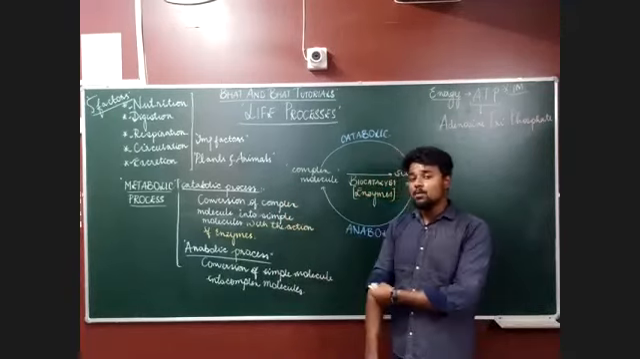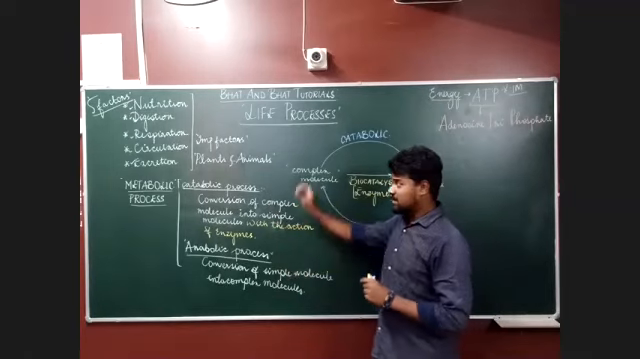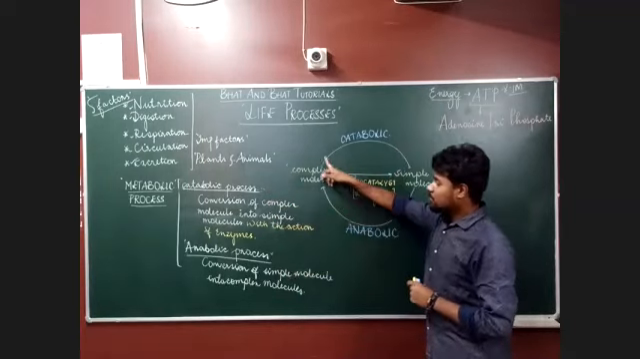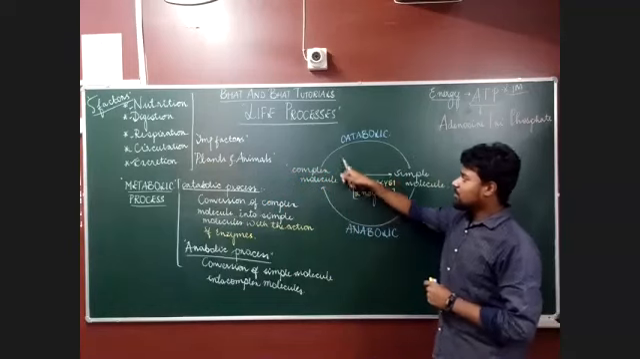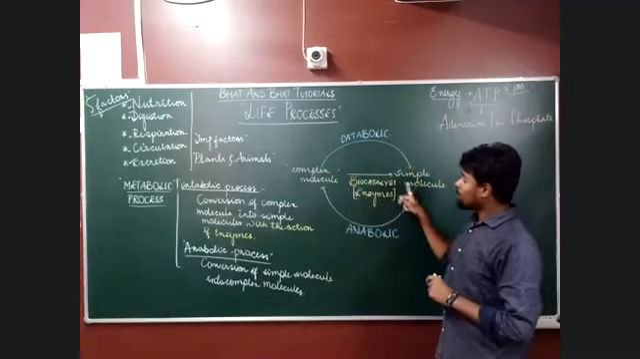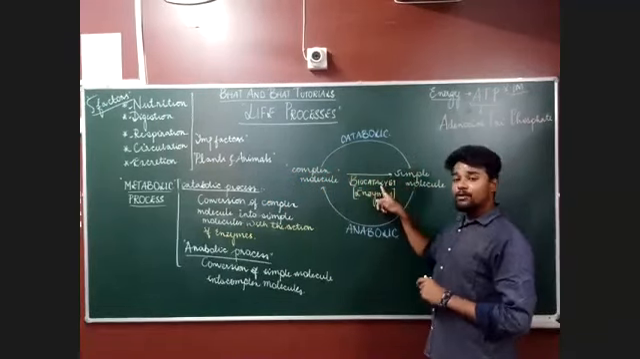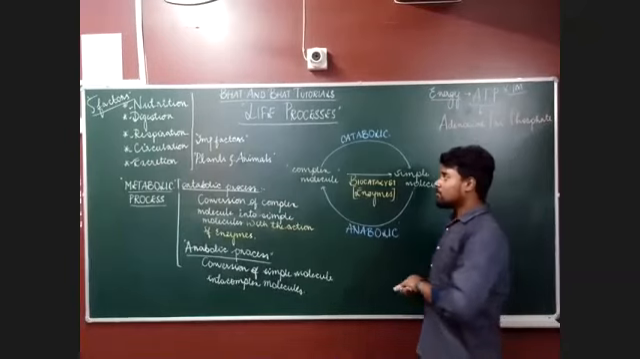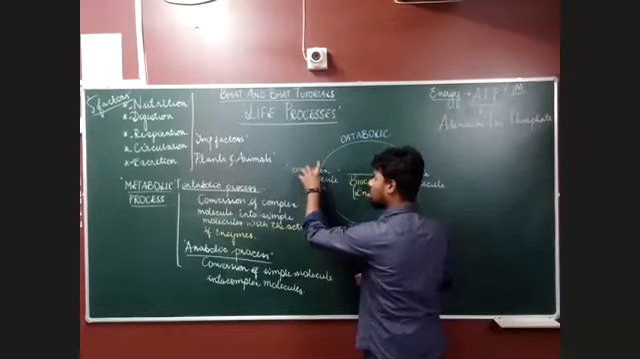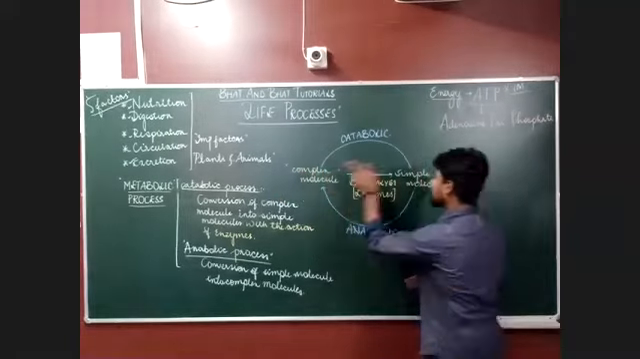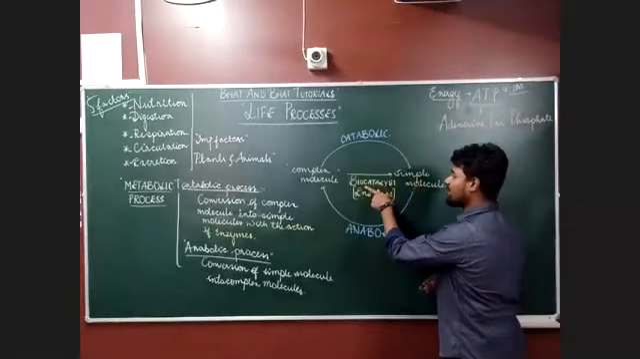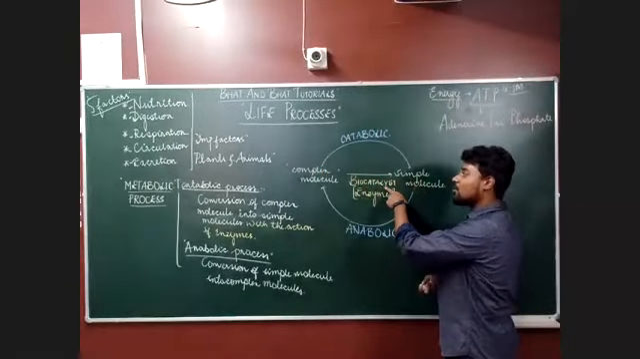The first one is the catabolic process, and the second one is the anabolic process. Catabolic process is the conversion of complex molecules into simple molecules on the action of a biocatalyst. Biocatalyst is regarded as an enzyme. I'm going to repeat it once again. Please concentrate here, all of you. Conversion of complex molecules into simple molecules on the action of a biocatalyst is regarded as the catabolic process.